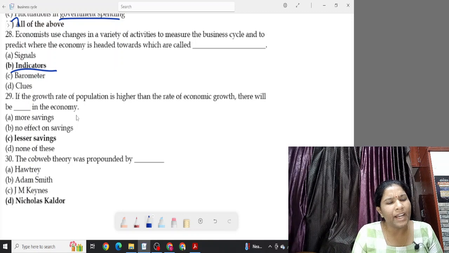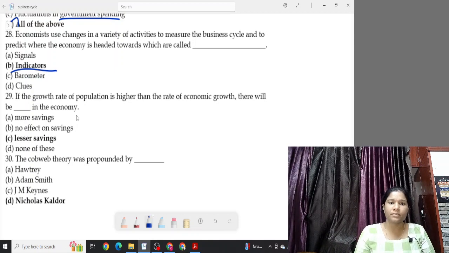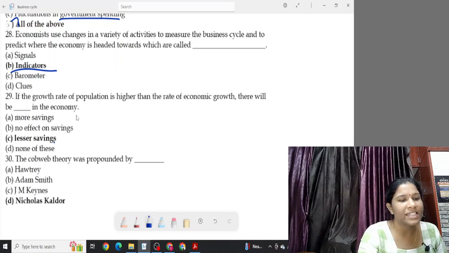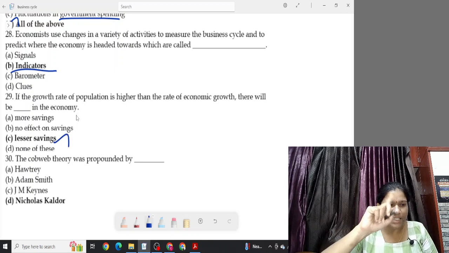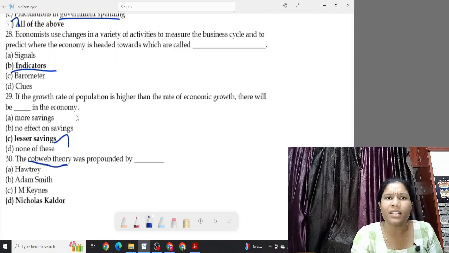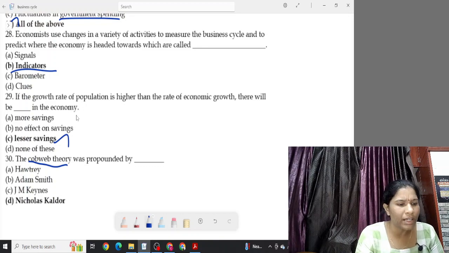And then, if the growth rate of population is higher than the rate of economic growth, then savings will be less, lesser savings. The cobweb theory is by Nicholas Kaldor. Who is that? Nicholas Kaldor.